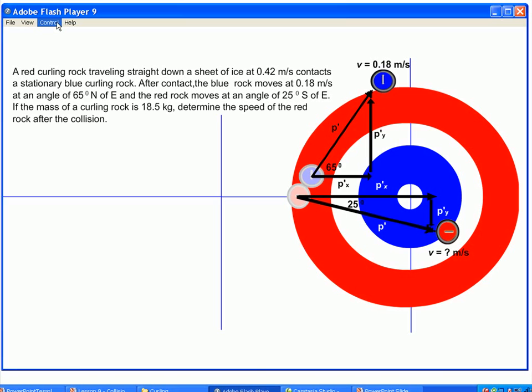So we're going to have a couple X's and a couple Y's for each object so that we can figure out that velocity. What we're going to need to do is figure out the resulting momentums so that we can get that resulting velocity. Play it one more time and then we'll go to the actual question.